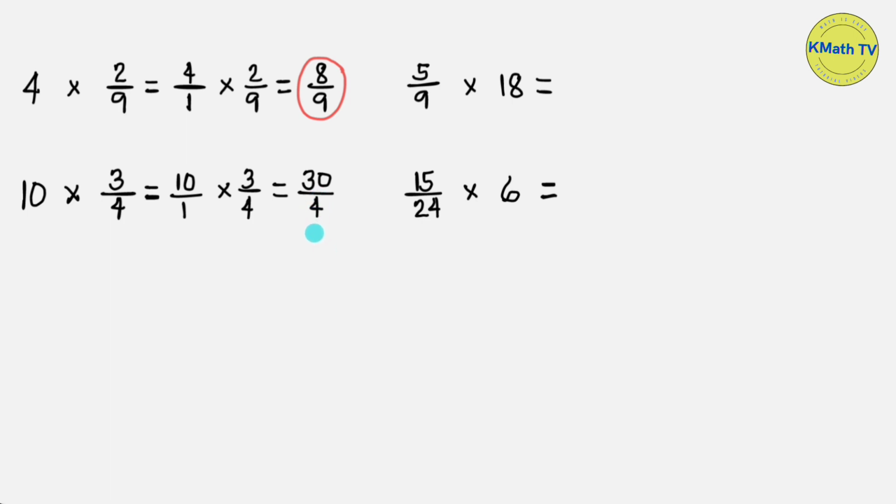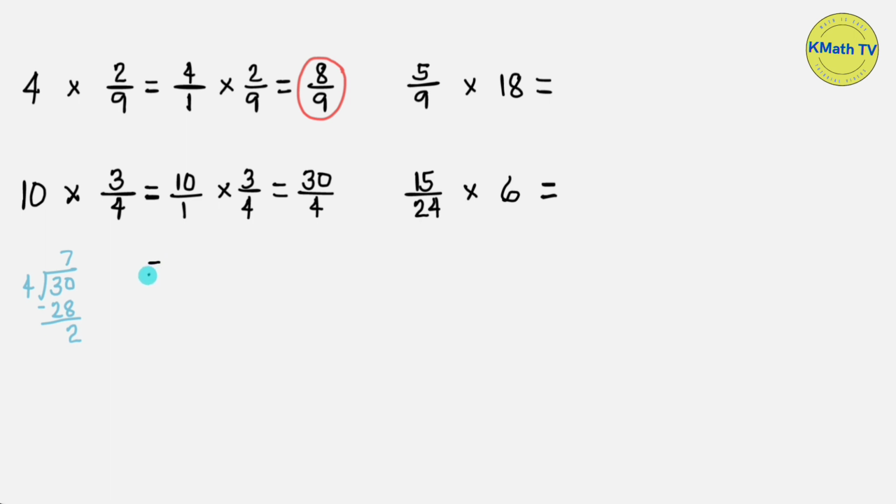Okay, the answer is 30/4. It is an improper fraction. The numerator is greater than the denominator. So, we need to simplify it by dividing the numerator by the denominator. If we divide 30 by 4, the quotient is 7 and there is a remainder 2. Since there is a remainder, we will write the answer as a mixed number.